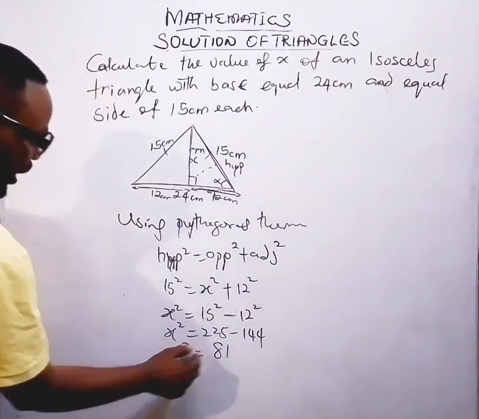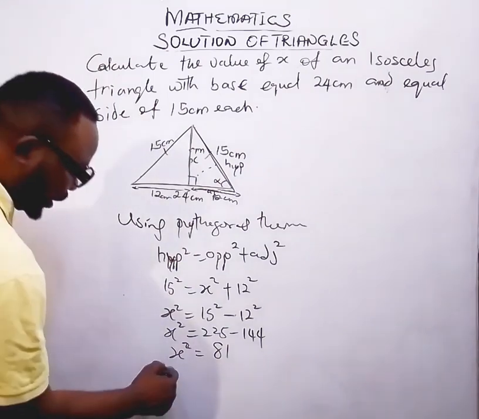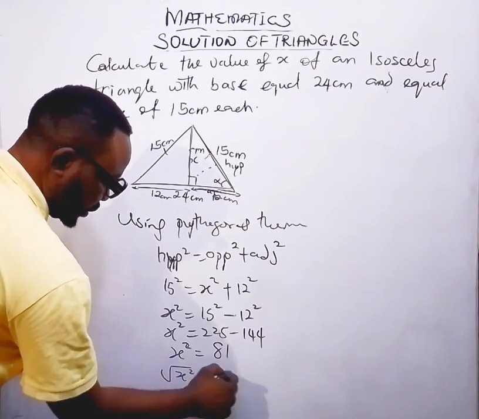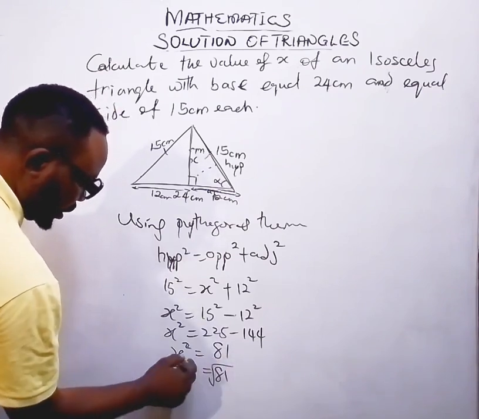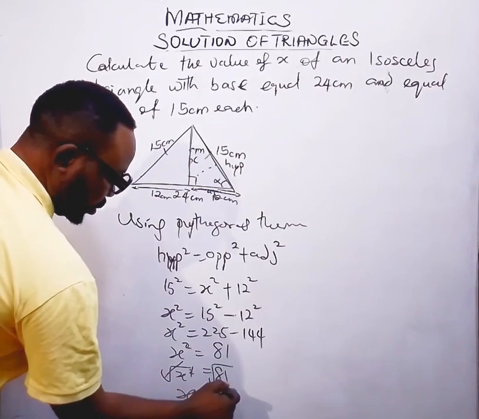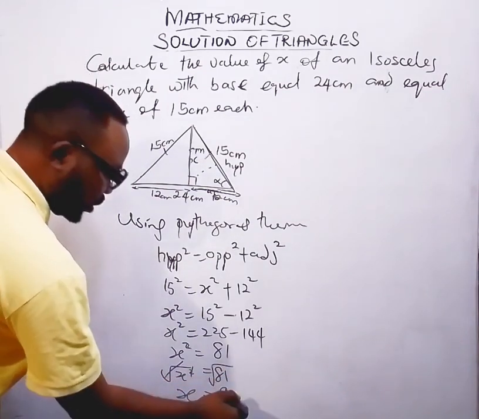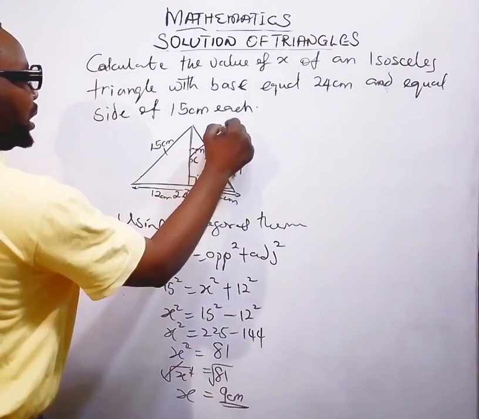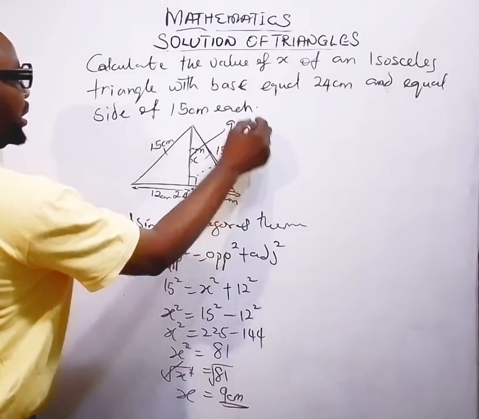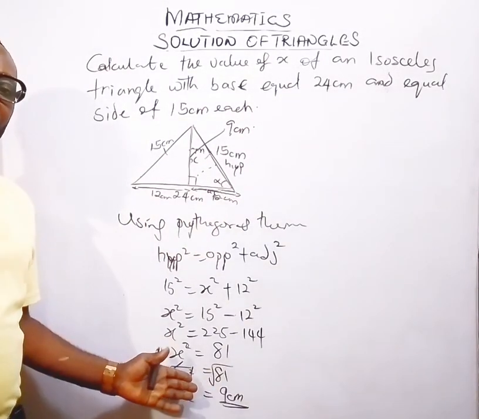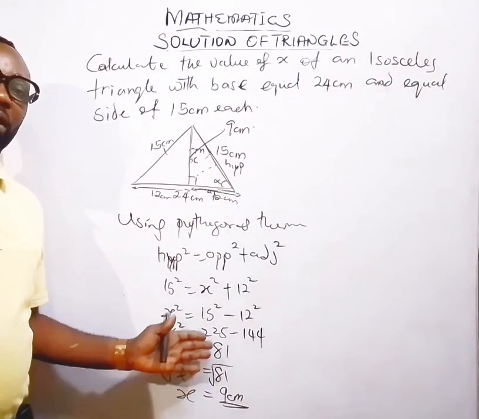To find the value of x itself, we find the square root of both sides. x squared is equal to 81, so we find the square root of both sides. The square root will cancel the square. Therefore, x is equal to 9. So the value of x is equal to 9 centimeters. So the value of this side here is 9 centimeters. That is how you get that. You can see that we make use of Pythagoras theorem in solving this kind of problem.